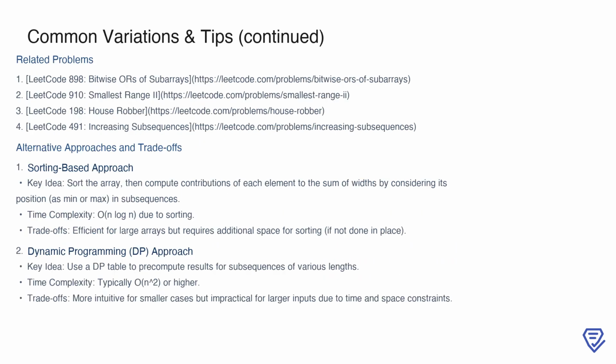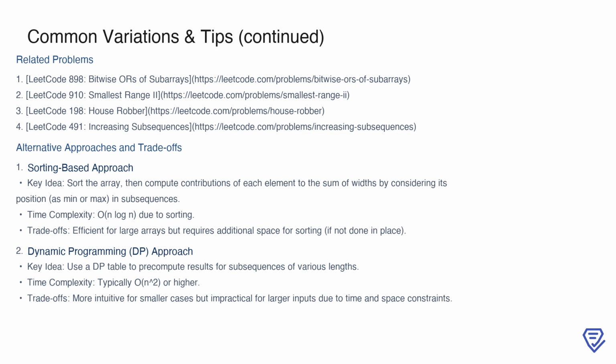To deepen your understanding, let's look at related problems that share concepts with this one. Examples include LeetCode 898, which deals with bitwise ORs of subarrays, and LeetCode 910, which focuses on minimizing the range of an array under constraints. There's also LeetCode 198, the classic house robber problem, and LeetCode 491, which involves finding all increasing subsequences. These problems highlight the versatility of the techniques we've discussed.